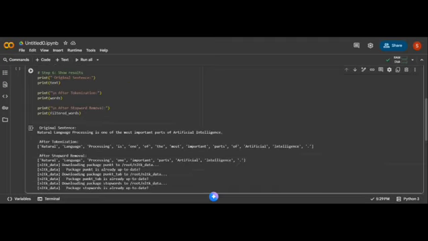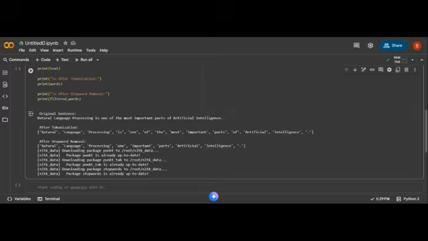As you can see in the output here, we first have "natural language processing is one of the most important parts of artificial intelligence" as the original sentence. Next, after tokenization, it is split into smaller chunks. Next is after stopword removal. You can see here: natural language processing one important parts artificial intelligence. It also includes the full stop as an important part.